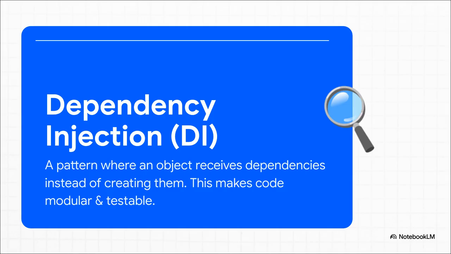It's a simple idea with a huge impact. Instead of a class saying, okay, I need an analytics service, so I'm going to create one myself, it just says, hey, I need an analytics service. Can someone please give me one? It seems like a small shift, but it changes everything. Your code becomes decoupled. The pieces aren't tightly stuck together anymore. This makes it super easy to swap out components, and you're probably noticing a theme here. It makes your code so much easier to test.